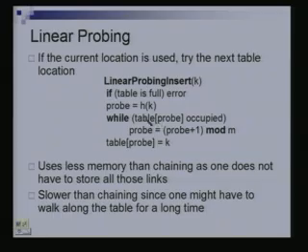If this place is occupied, if there is some element sitting here, then I just go to the next location. So, probe is incremented by 1, and then I once again check if it is occupied. If it is occupied, then I increment again, and I go on and on till I find an empty location. At that point, I will put the element k.